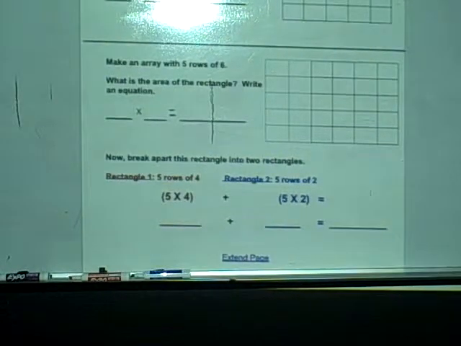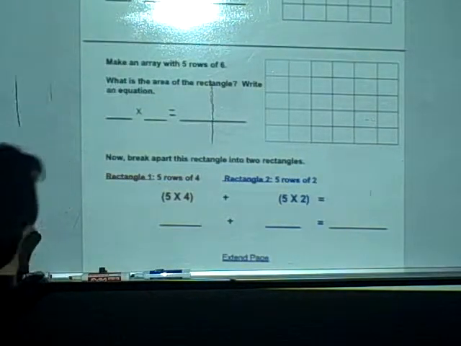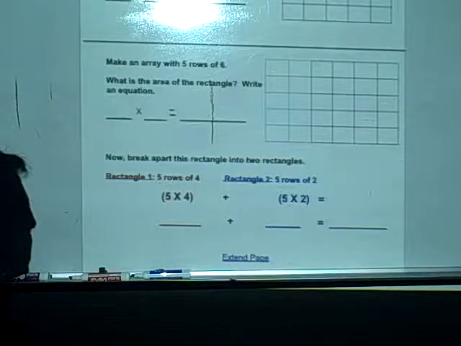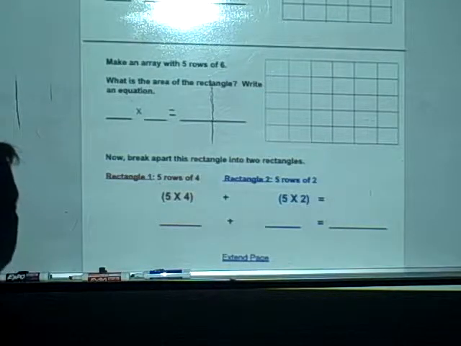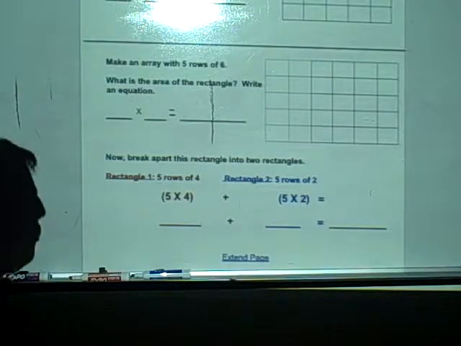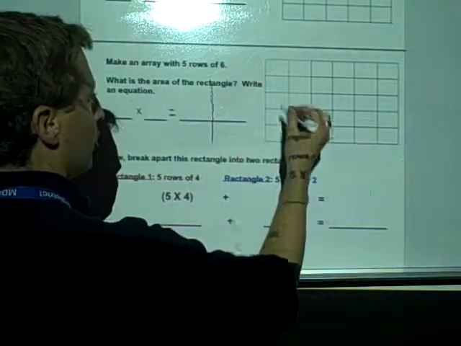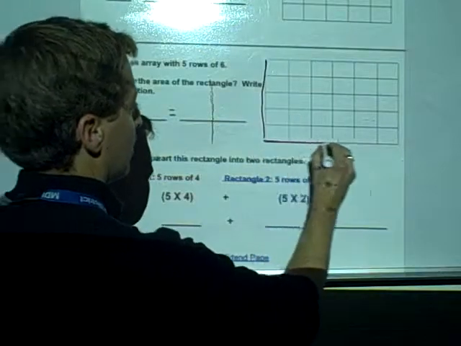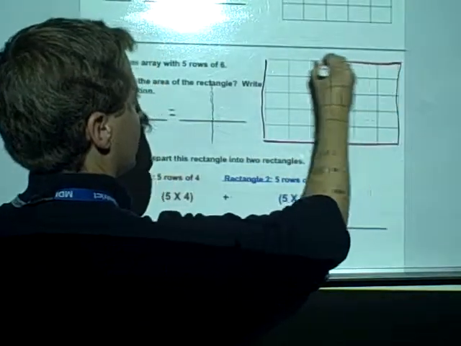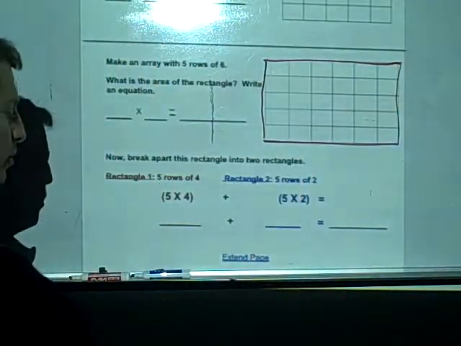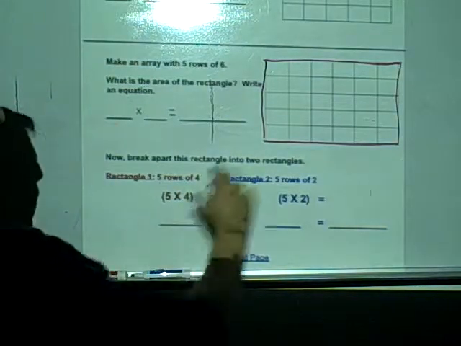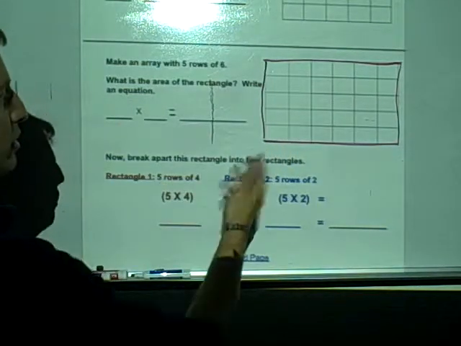So today we're going to learn how the distributive property can work with finding the area of a rectangle. Okay? The distributive property states that you can take the area of one big rectangle and distribute it or break it apart into two other rectangles, and still, if you add up those two rectangles' areas, you'll get the same area.